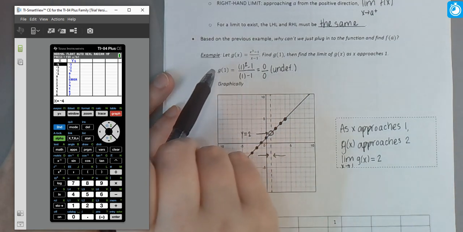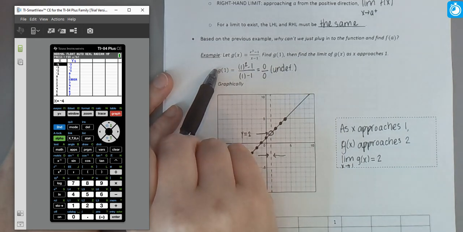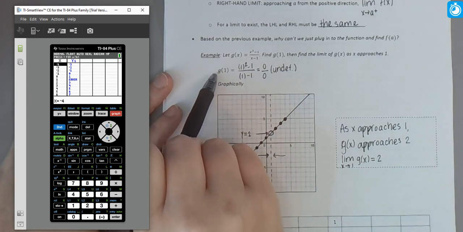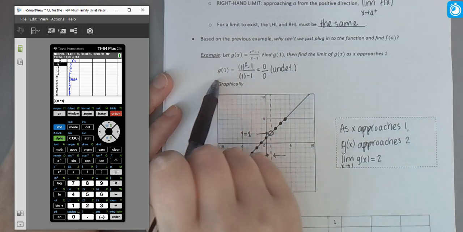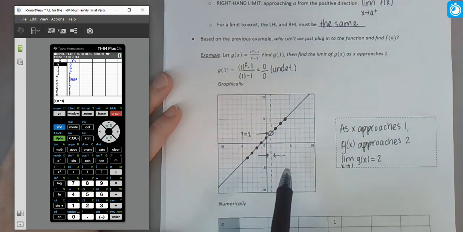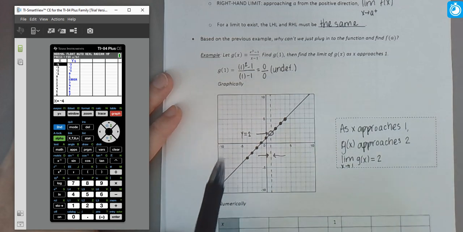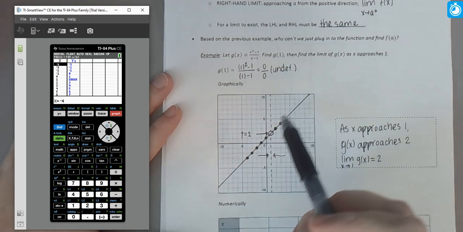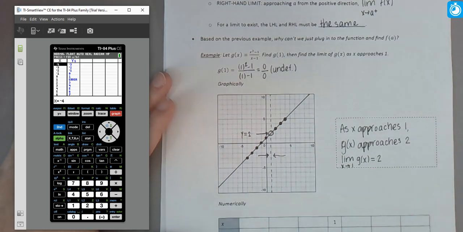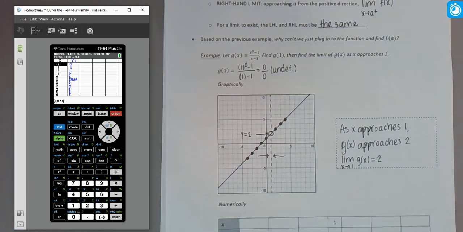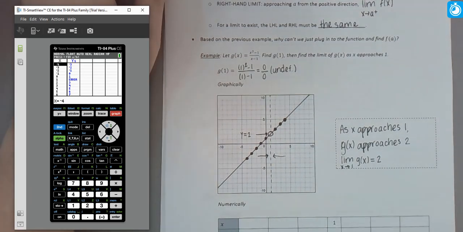So we can't say that there's a function value associated with 1. We would say that 1 is outside of this function's domain. If we plug it in, we end up with something that's undefined. But we can say that the limit of the function is 2, because if we look at the left-hand side of the hole, if we look at the right-hand side of the hole, we're getting closer and closer and closer to the same number on both sides. So that's what we'd see from our graph.